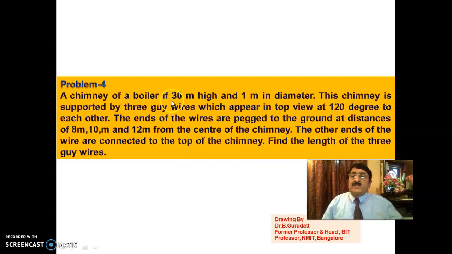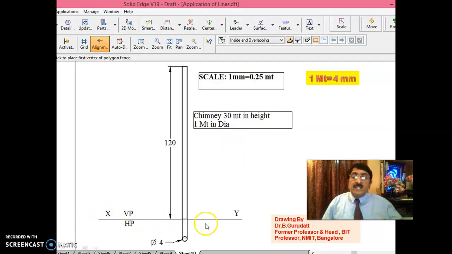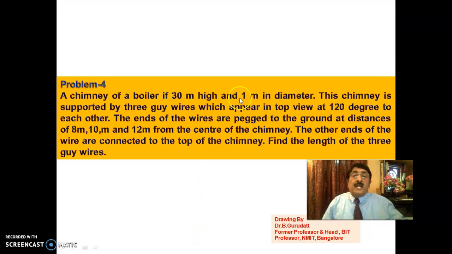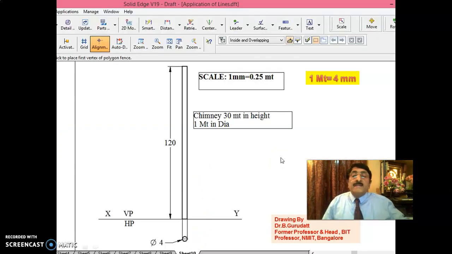We'll start with this first. A chimney of a boiler is 30 meters high and 1 meter in diameter. Here, deliberately, they have not given any scale. You have to choose the scale. I have chosen a scale of 1 millimeter is 0.25 meter, or 1 meter is 4 millimeters.